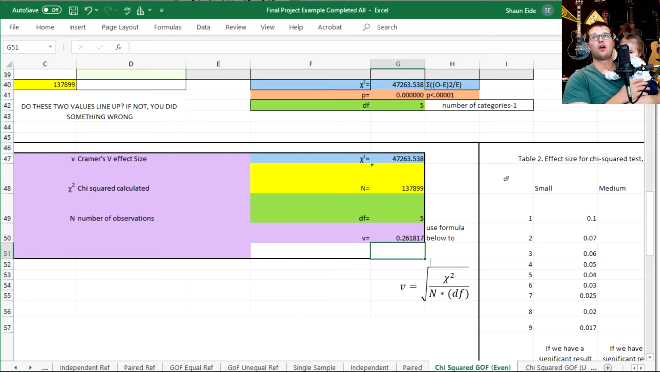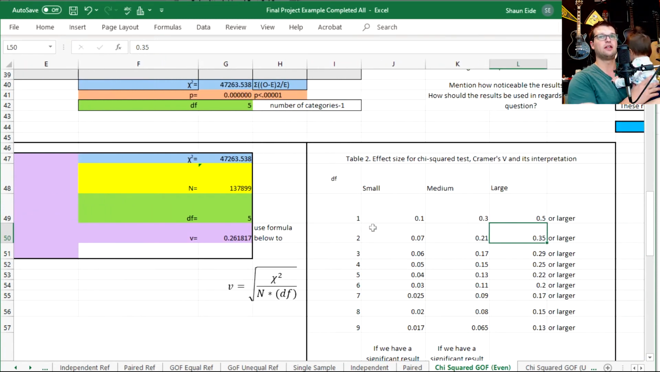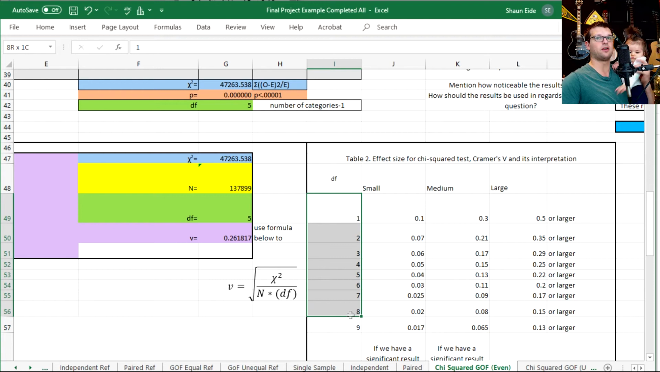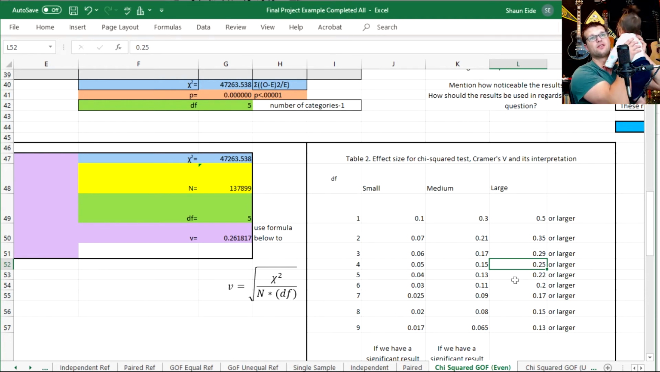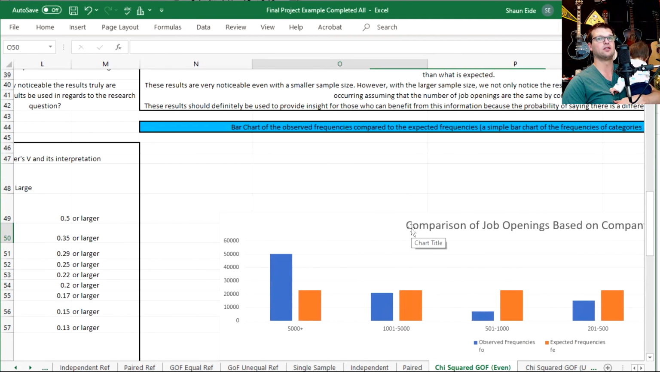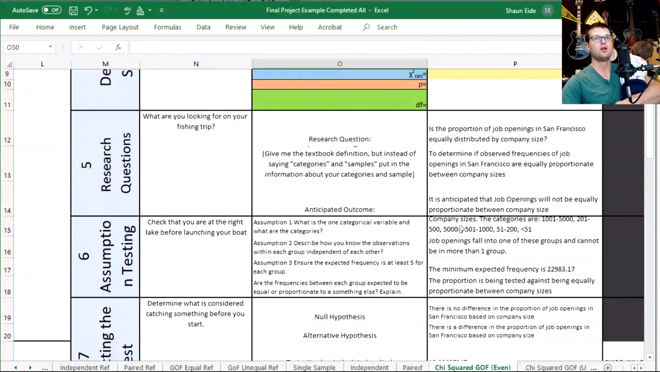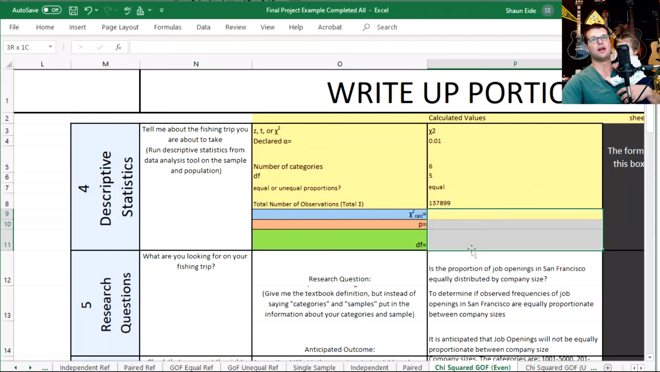In order to determine if Cramer's V is significant, what we need to do is look at how it compares to, you go down to the degrees of freedom. So we've got 5 degrees of freedom, and you compare it to these right here, 0.04, 0.13, 0.22. Because it says 0.26, we know that this is a large effect size. This is a difference that is also very noticeable to the naked eye, even without statistical anything. So fill all that in right there as well.